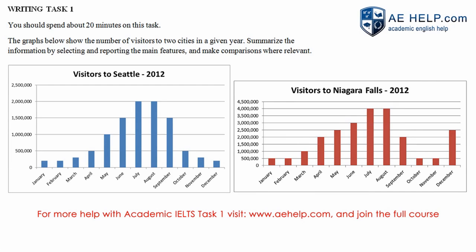So again, this material is coming from aehelp.com. We are looking at writing Task 1. And the question that we will be looking at uses two bar graphs. So let's have a look at it now. Writing Task 1. You should spend about 20 minutes on this task. The graphs below show the number of visitors to two cities in a given year. Summarize the information by selecting and reporting the main features and make comparisons where relevant.